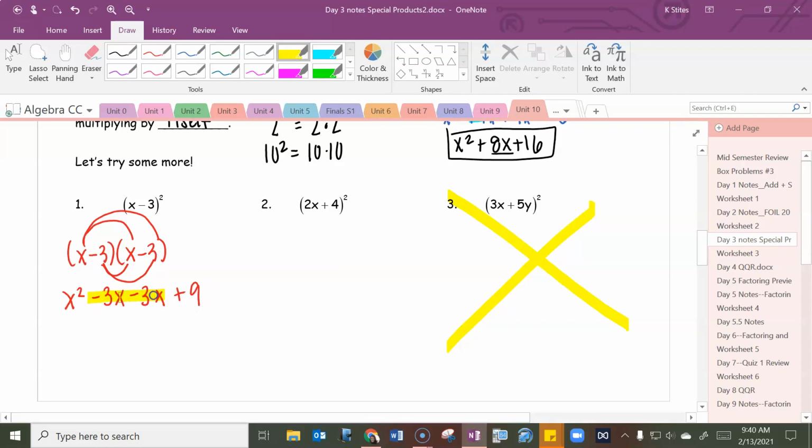Again, these do not cancel. They're both negatives. Negative 3x minus 3x is negative 6x. And then don't lose your plus 9. All right, so really this is just a practice of FOIL. The only difference is you do need to remember that you're going to write the problem twice because it is squared, which means we're multiplying by itself. All right, let's try one more of these. Squared, write it twice.